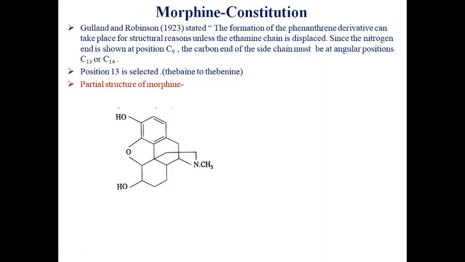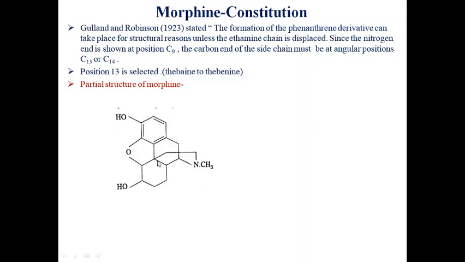As you can see here, this is position 1, 2, 3, 4, 5, 6, 7, 8, 9. Position 9 is the position which we have stated earlier. So the carbon end of this chain must be at this angular position 13 or 14. So this is 9, 10, 11, 12, 13, 14.